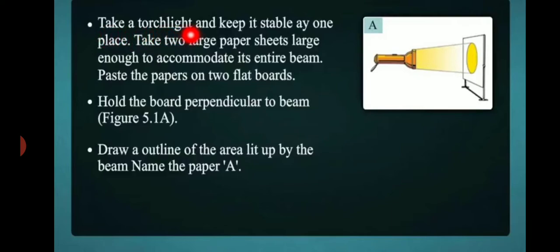Take a torchlight and keep it stable at one place. Take two large paper sheets, large enough to accommodate its entire beam. Paste the papers on two flat boards. Now, hold the board perpendicular to the beam, as shown in the figure. Draw the outline of the area lit up by the beam and name the paper A.